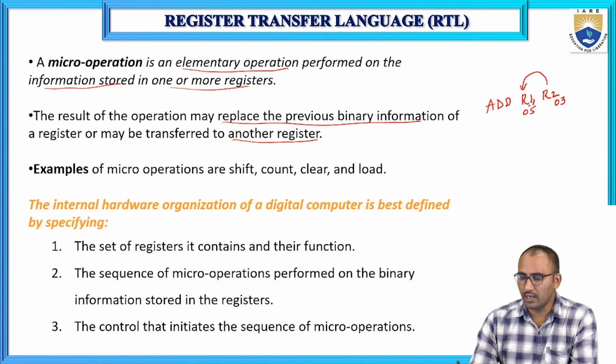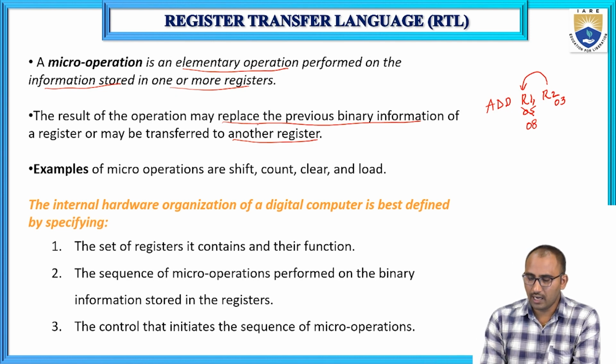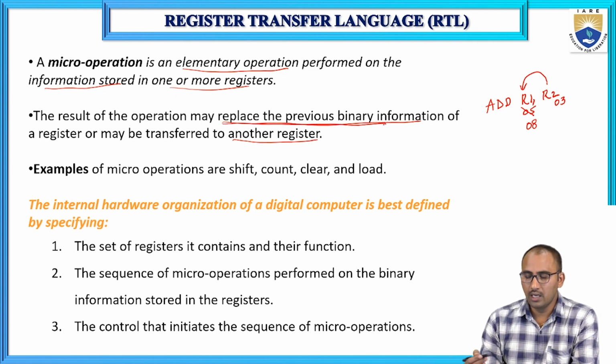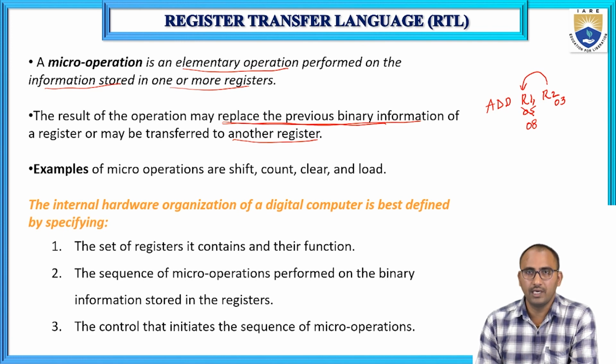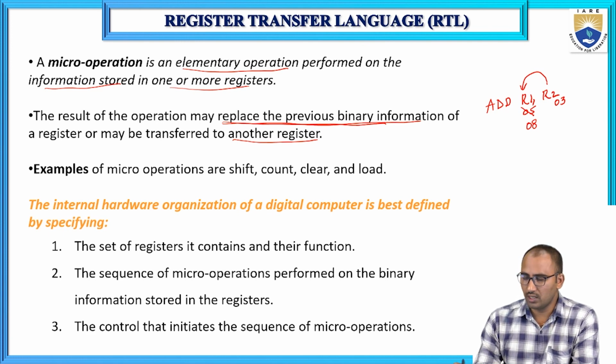Previously the R1 register stored 05. Before performing the addition operation, the R1 register contains the value 05. But after performing the add operation, the R1 register content will be replaced. That means 05 will be replaced with 08. Here we are replacing the previous binary information in a register. So this is one example.